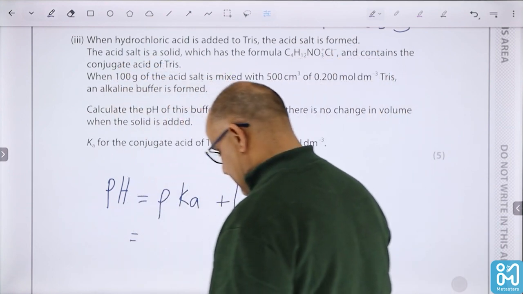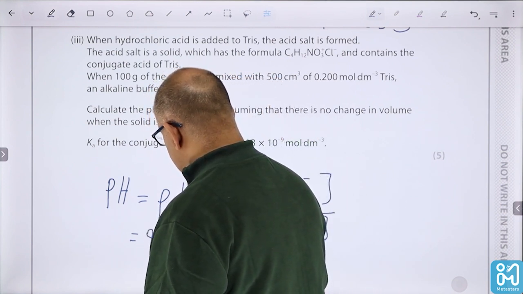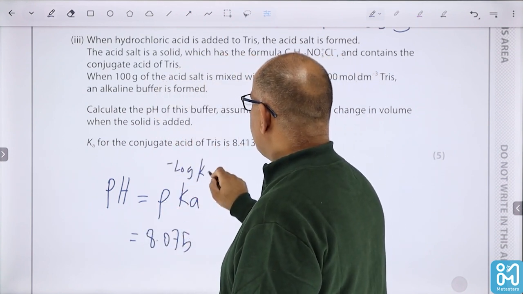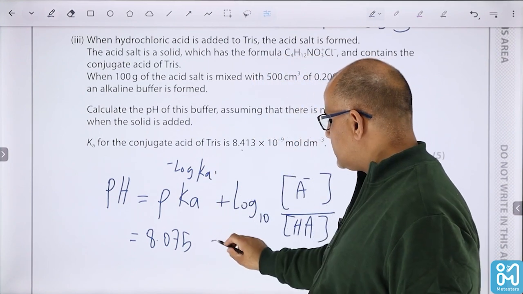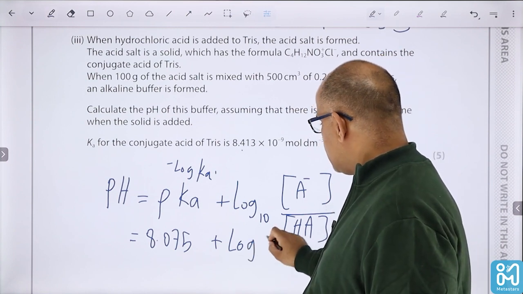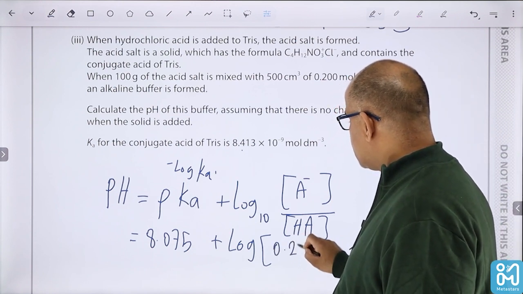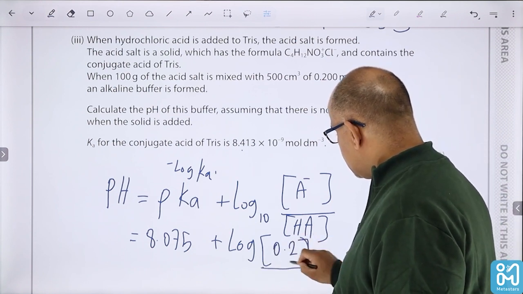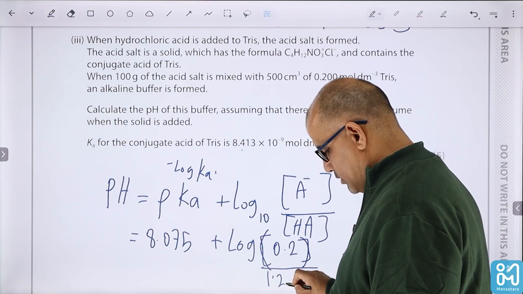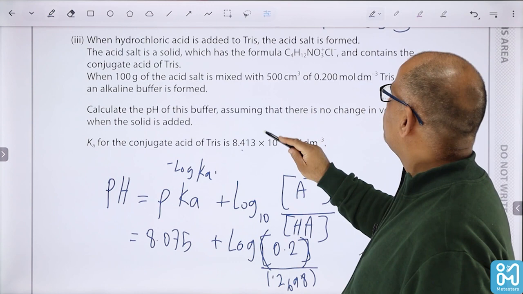Now, when you apply this equation, you find on the calculator 8.75, which is negative log Ka, plus the logarithm of A minus, which is found from what is given in the question, between brackets. This will be 1.2698. How is this calculated?